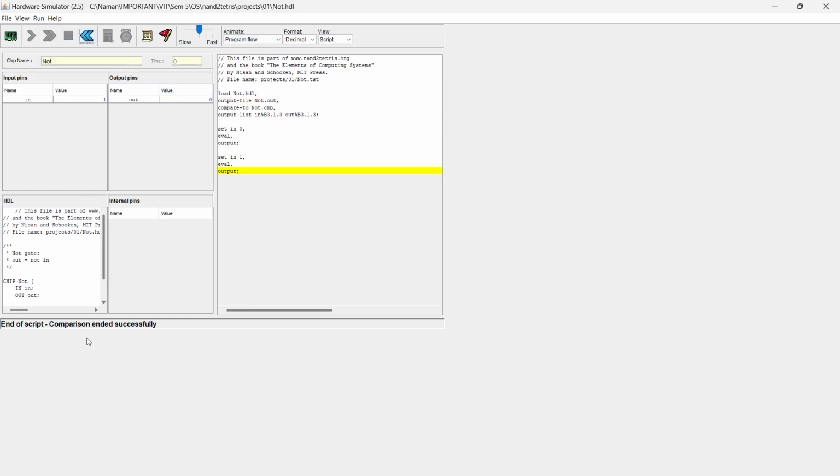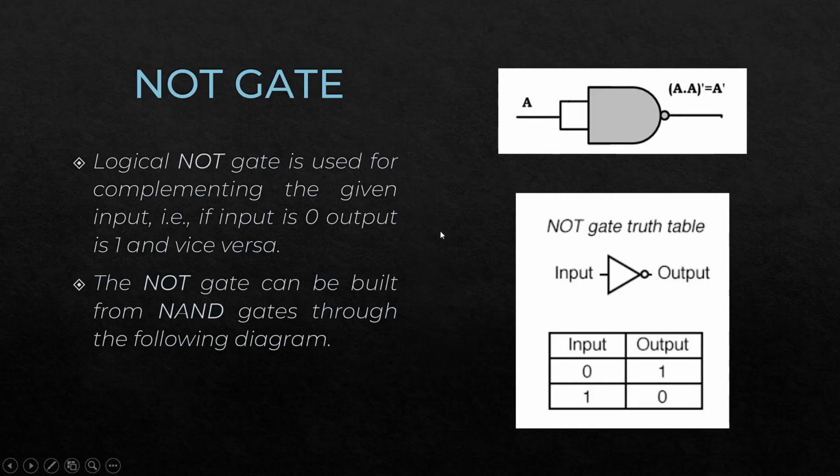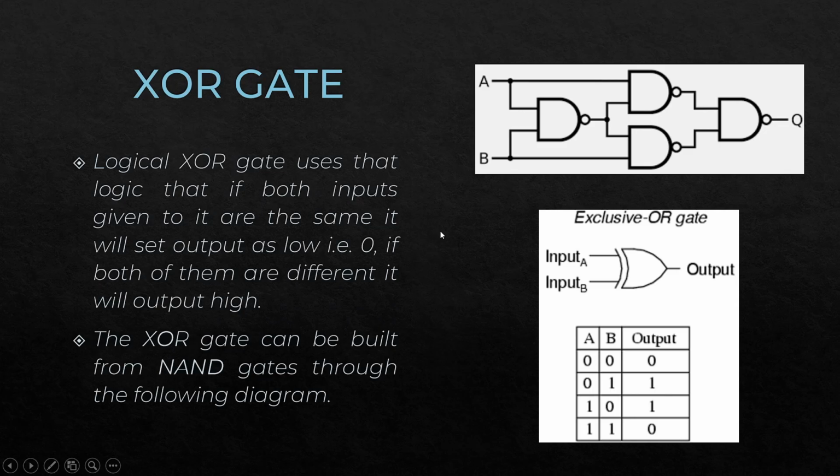We have, as you see, the comparison ended successfully. Now we can check the output here, and as you can see, the truth table is the same as shown in the PPT, hence the NOT gate is implemented successfully. Next we'll implement the XOR gate.